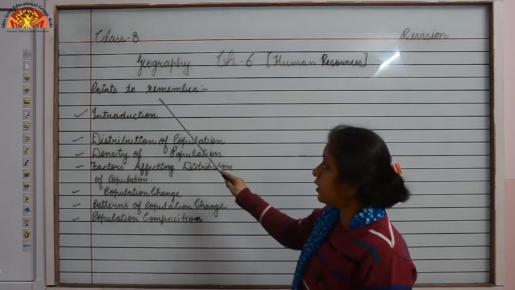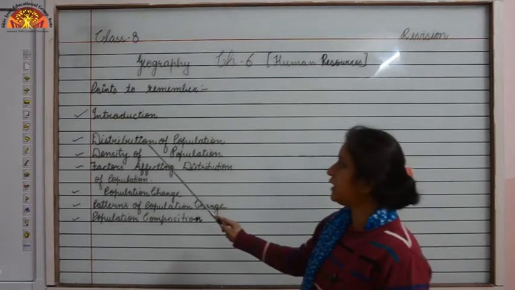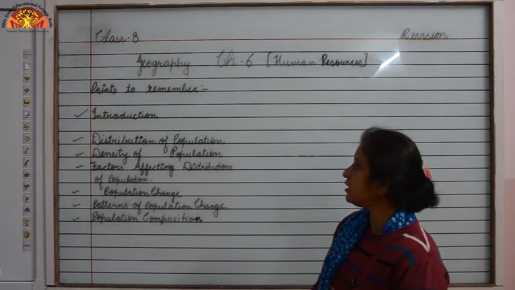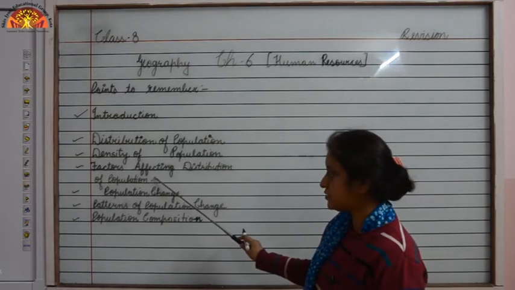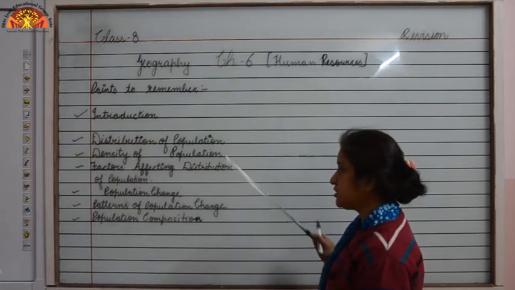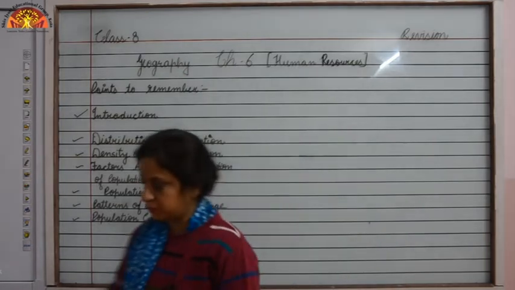Okay, points to remember. First of all, we will talk about introduction, then distribution of population, density of population, factors affecting distribution of population, population change and patterns of population change, and population composition. Okay, let's start with the introduction.